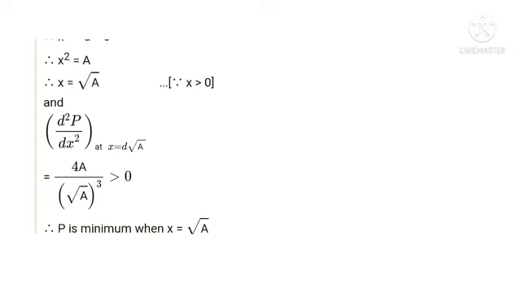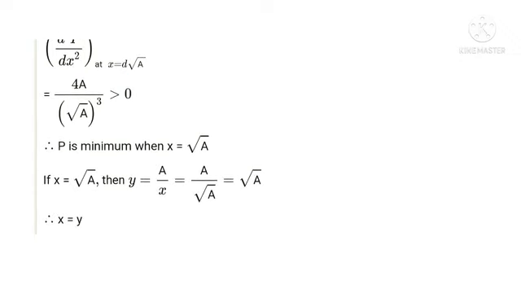And d2p by dx square at x is equal to root a: you put the value of x as root a, you get 4a upon root a cube. Here you observe root a cube means a root a. The a gets cancelled, we get 4 upon root a, so it is greater than 0. Therefore p is minimum. Since the second order derivative is greater than 0, by second derivative test, p is minimum when x is equal to root a.